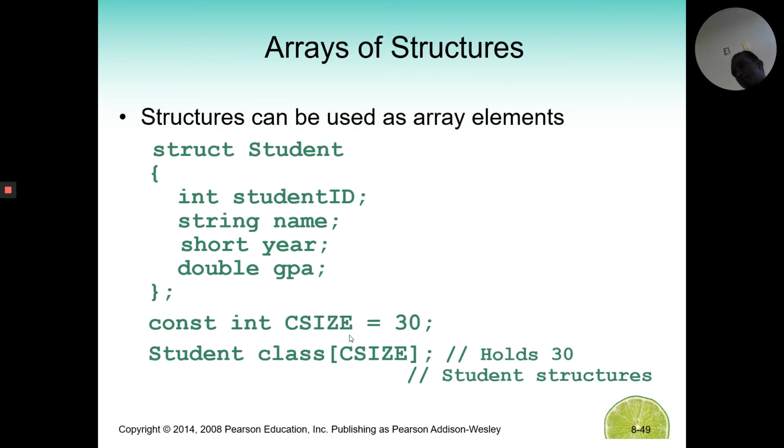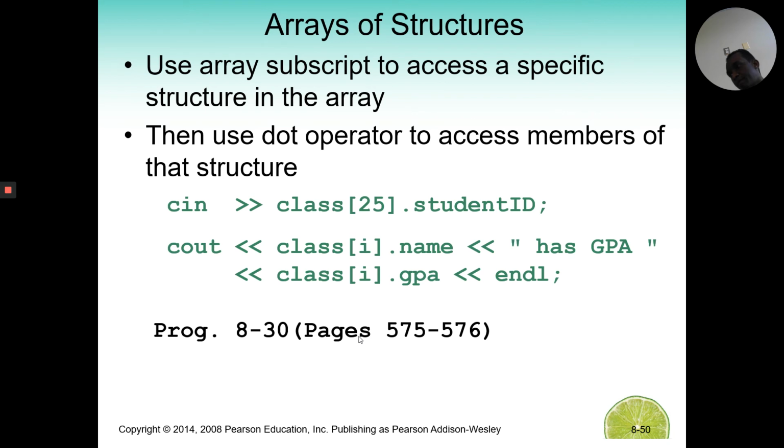Structures can also be used as arrays of structures. Structures can be used as an array element. So here you have a struct Student, and you define your variables there, and then you give the class size. So this holds 30 students. Again, you can have that in there instead. Use array subscripts to access a specific structure in an array, then use the dot operator to access members of that structure for each one of these.